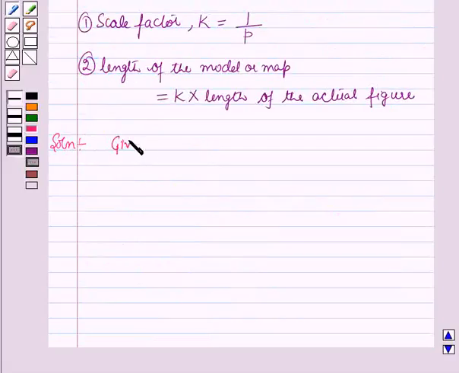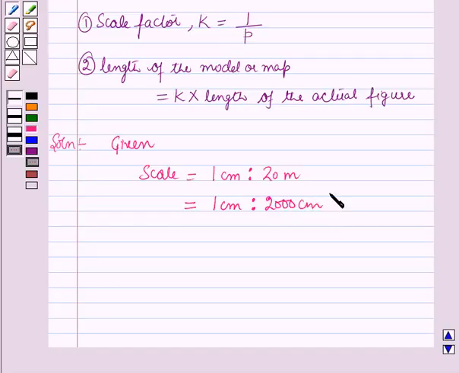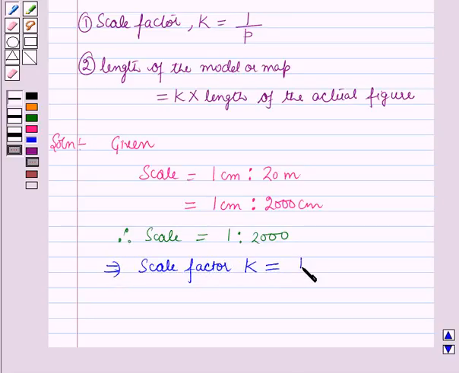Given scale is equal to 1 cm is 20 meters. Now converting both of them in same units, 1 cm is 20 meters will be converted into centimeter, and it will become 2000 cm. Therefore, scale will be equal to 1:2000. This implies scale factor K is equal to 1/2000.